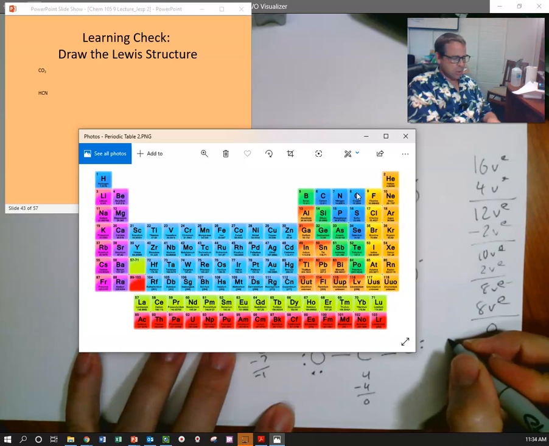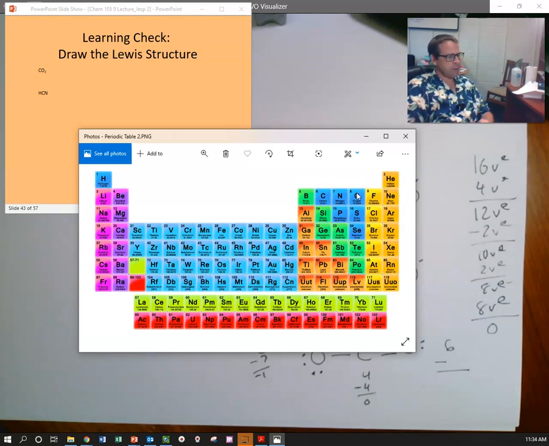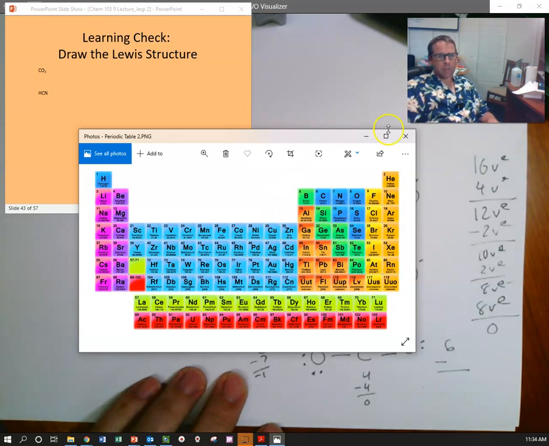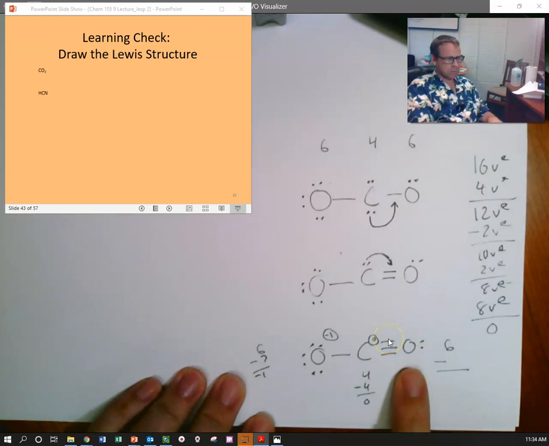That's right. So it brought 6 electrons, and now we have to subtract how many electrons are right around that oxygen. Do you remember how to identify how many electrons are right around this oxygen here? Remember how to do that? How many electrons are right around this oxygen?